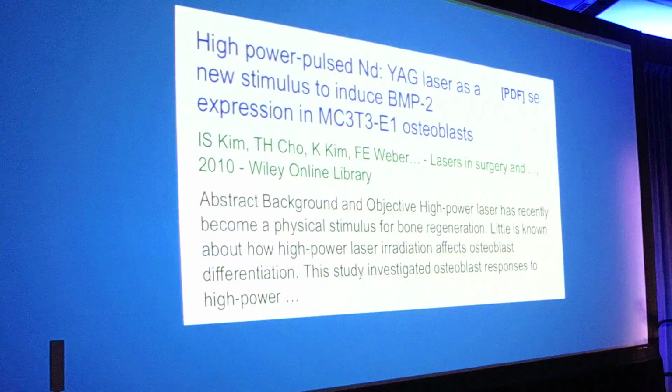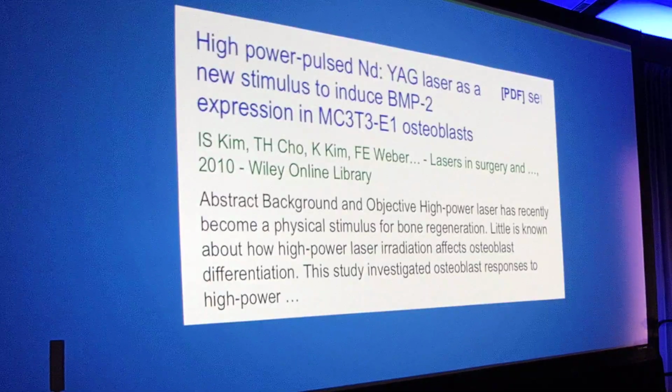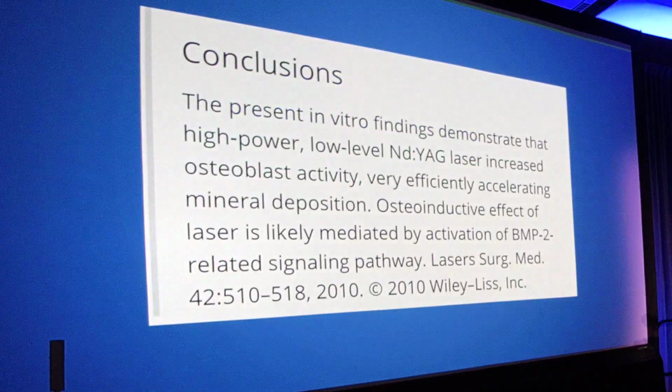Here's just a few. I'm not going to go through these a lot with you because you can Google them yourself. Just Google effects of the Nd:YAG laser on accelerating healing, and your phone will fill up with references. Most of them are from Asia, but here you go, the effect on osteoblast by inducing BMP2. Conclusions, present in vitro findings demonstrate that high power, low level Nd:YAG laser increased osteoblast activity, very efficiently accelerating mineral deposition. Osteoinductive effect of laser is likely mediated by activation of BMP2.